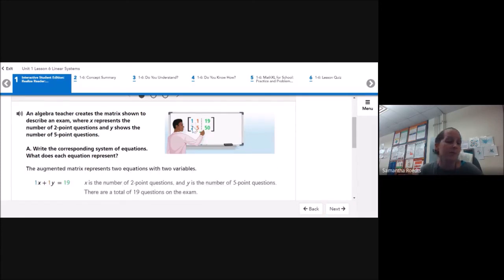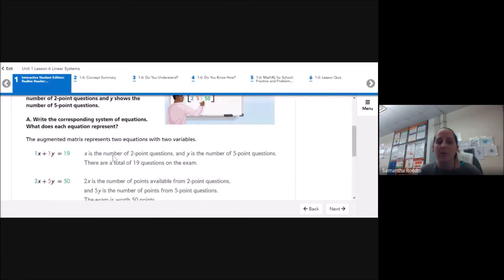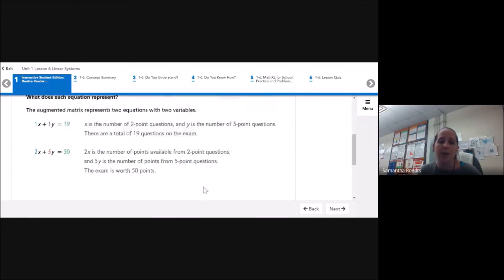So pick 2 variables, x and y. 1x plus 1y equals 19. So x is the number of 2-point questions, y is the number of 5-point questions, so there's a total of 19 of them on the exam. 2x plus 5y equals 50. So 2x is the number of points available from 2-point questions. 5y is the number of points available from 5-point questions, and the exam's worth a total of 50 points.